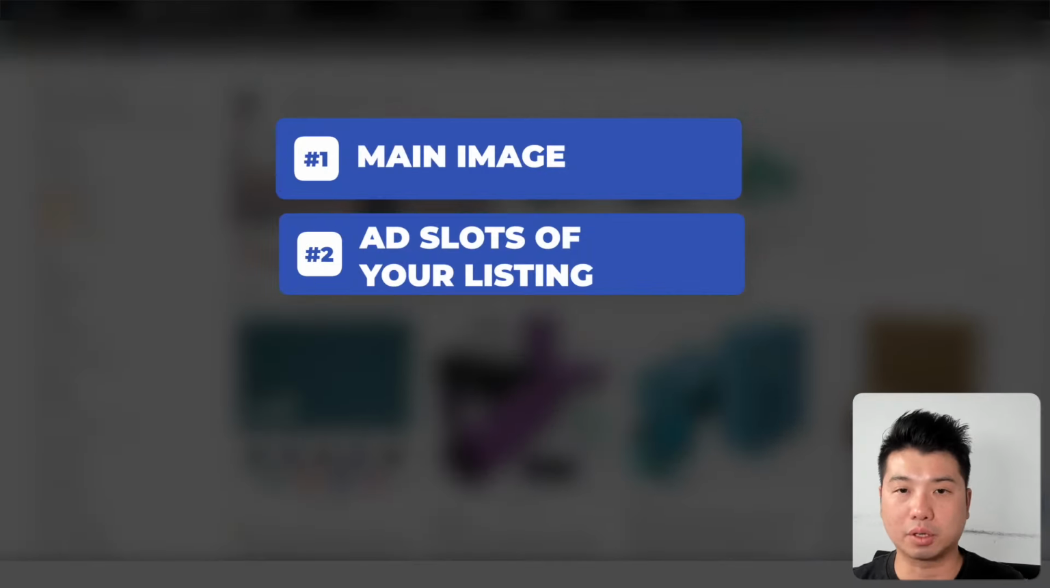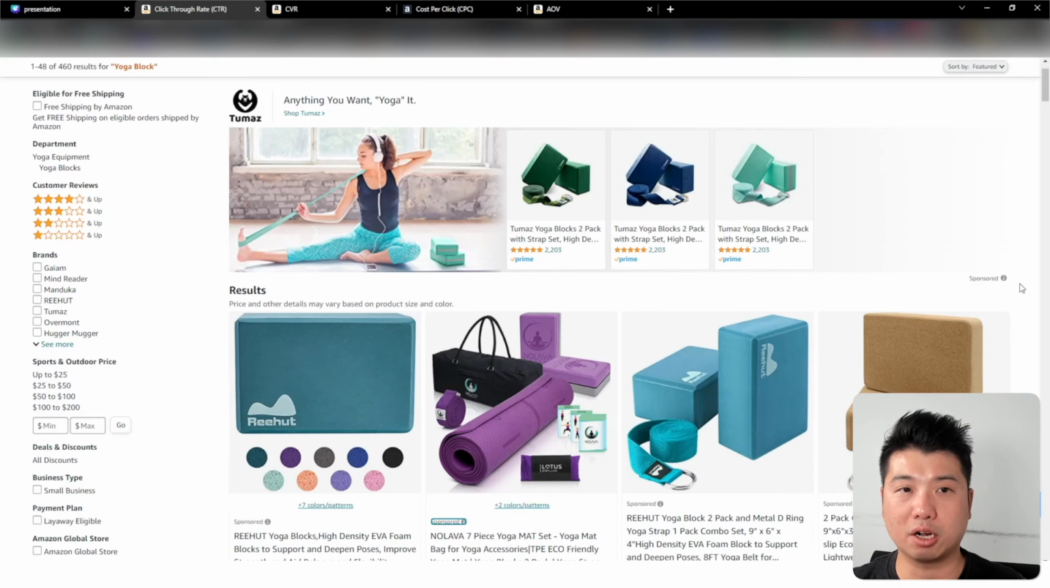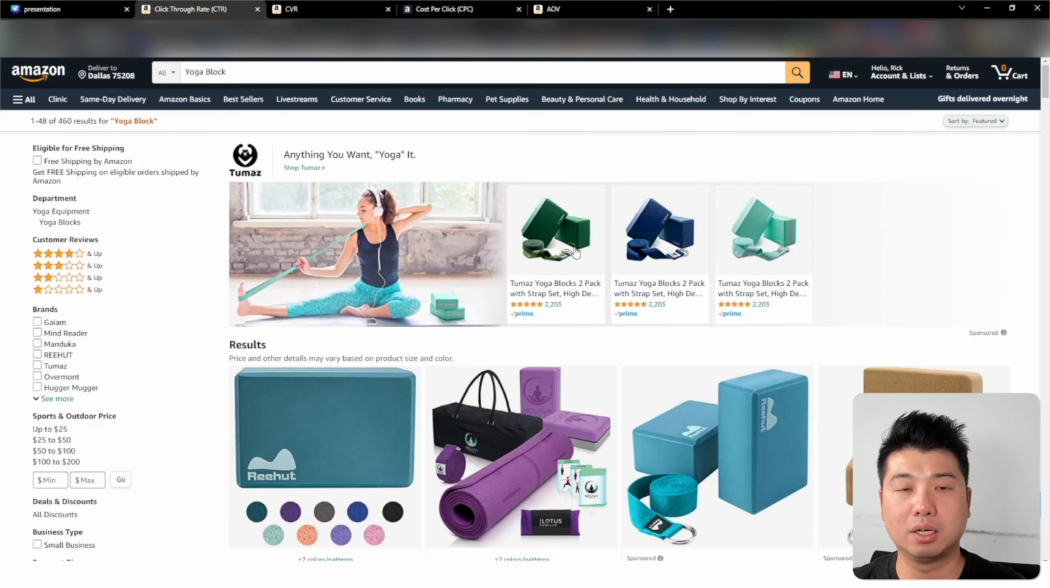Second, that a lot of people don't talk about, is also the ad slots of your listing. So for this one, this is a very premium ad spot right here. Basically the first thing you see is this particular brand, TaCoS, and then it's the sponsored brand banner.